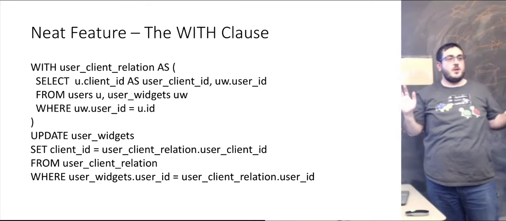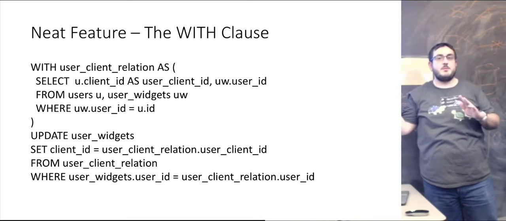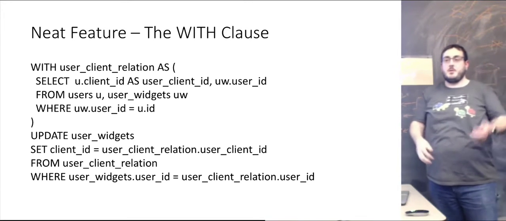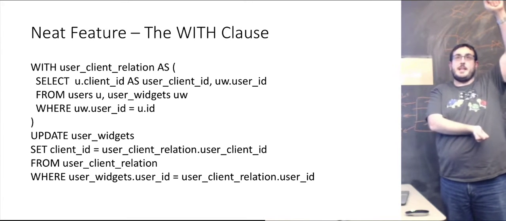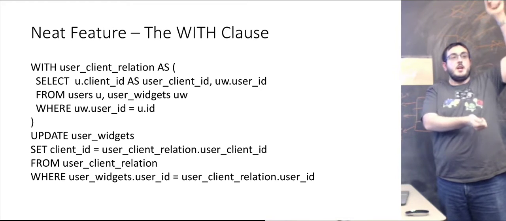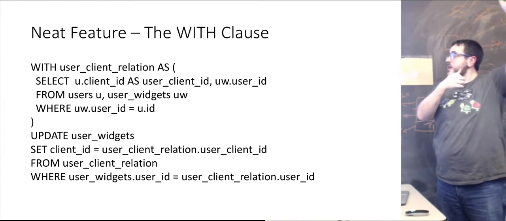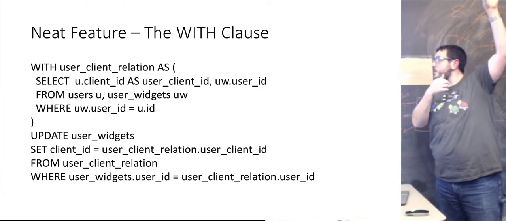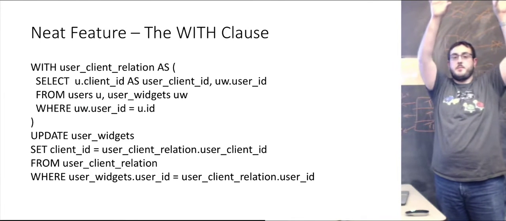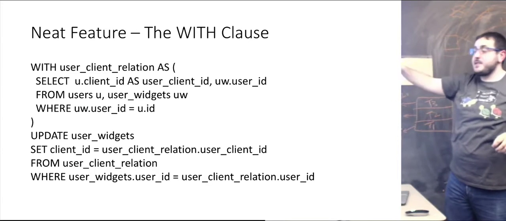Can anyone visualize that at all? It works, trust me. Okay. So we're essentially building the translation table in memory, saying this user, if you find a user in the user ID and user widgets of 2, we need to put the client ID of 8 in there. So it's taking that and just basically zipping it all up.